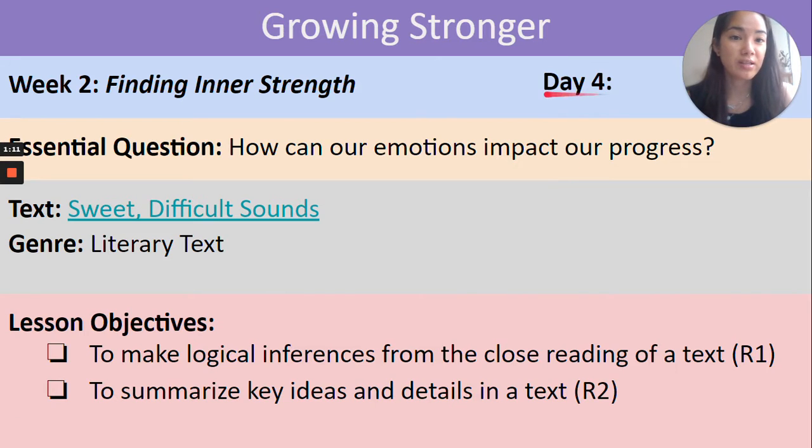So again, we are on day 4 of week 2 of our unit Growing Stronger. The text we're using today is still Sweet Difficult Sounds. Our essential question is the same as it's been throughout the week. How can our emotions impact our progress? Emotions being how we feel, impact meaning have an effect, and progress meaning how we're changing and how we're growing. So how can our emotions and how we feel impact or affect our progress?